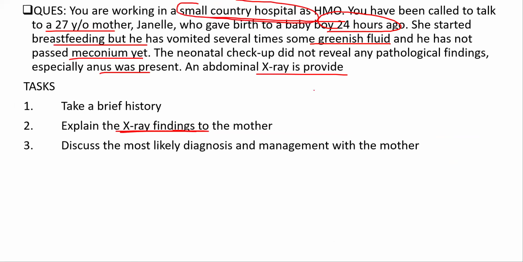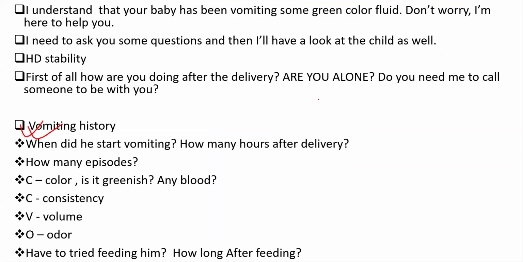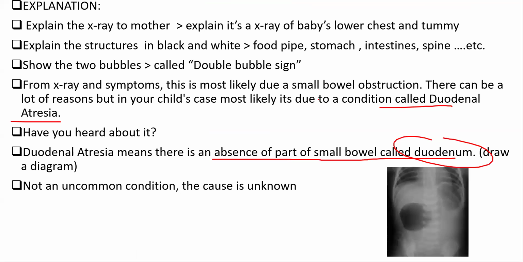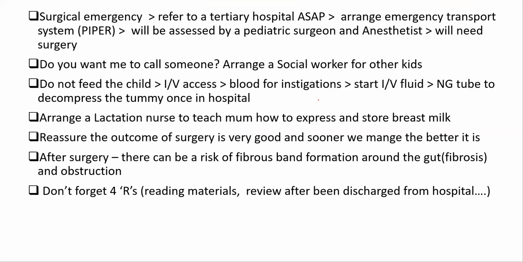you are in a small country hospital as an HMO. Now, in a small country hospital, this cannot be treated. So in your management, definitely you will explain what is duodenal atresia and why it is an emergency. And then you will say that because this is a rural hospital and we don't have enough means to treat your child, I need to send your child to the tertiary hospital as soon as possible.